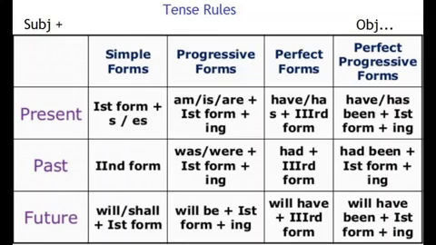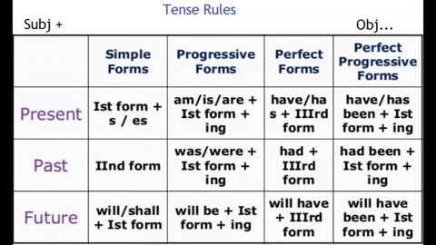Like that, future simple forms will be formed by will or shall plus first form of the verb. For future progressive form, will be plus first form plus ing with the verb. To make future perfect forms, the formula is will have plus third form of the verb. Future perfect progressive forms, to make it, we will do will have been plus first form of the verb plus ing. So these were the rules of tenses, how we will actually form tenses.